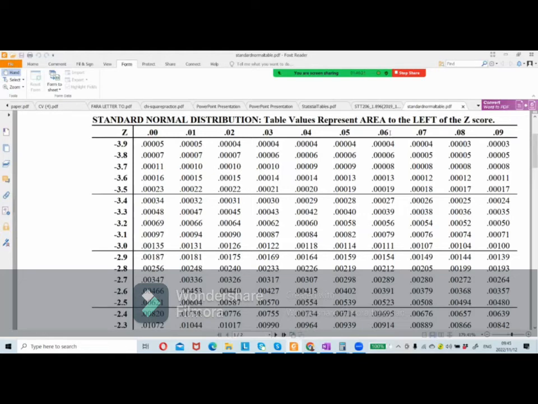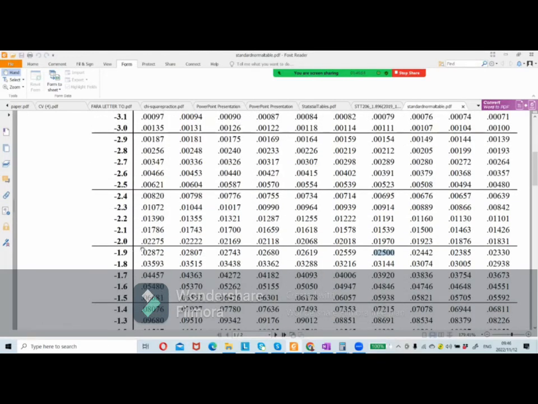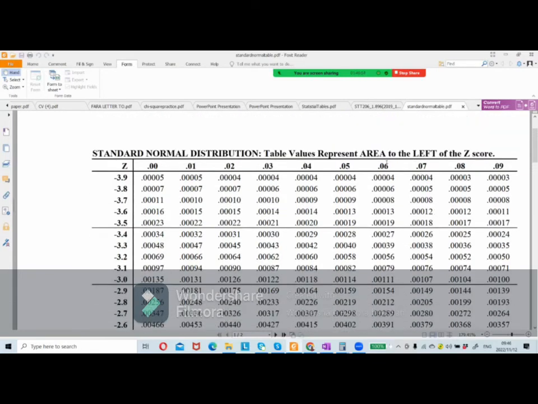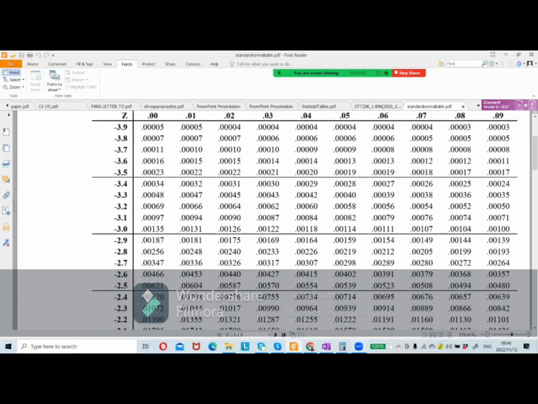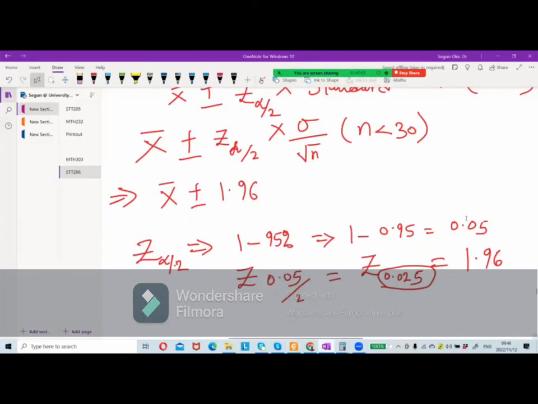Minus 1.9. No, it's minus, but don't forget it's symmetry. Symmetry means whether positive or negative, we are still taking it. What you see in negative will be the same thing you see in positive. So under 1.96, because you see it now, that is where they got the value. So that is why we normally give you this 1.96. I just show you on the table.